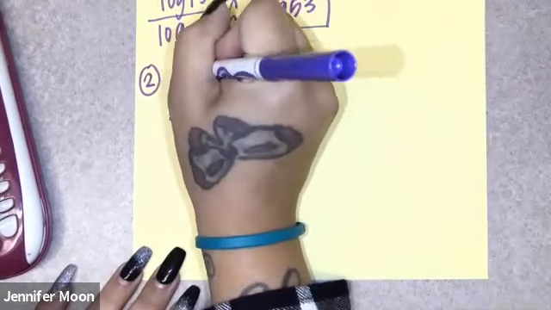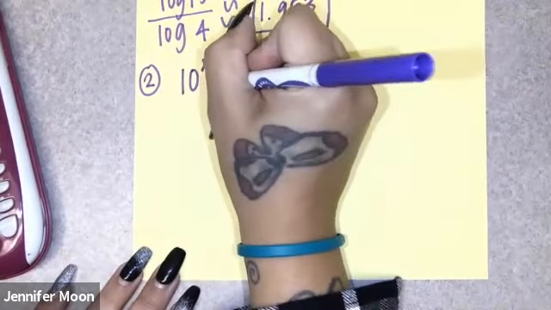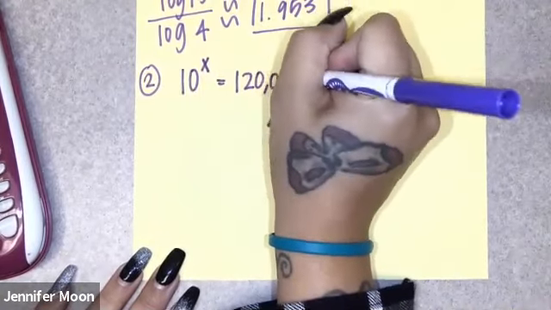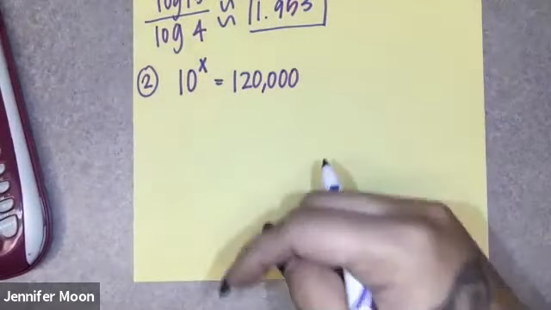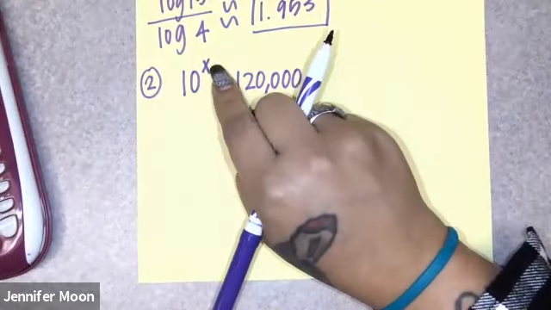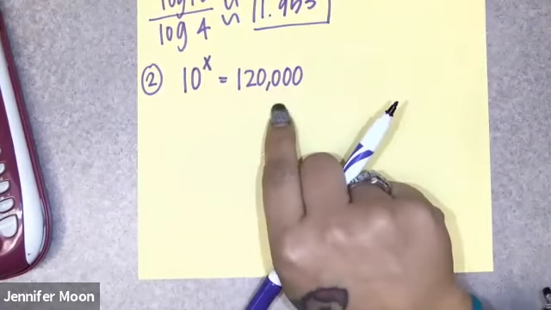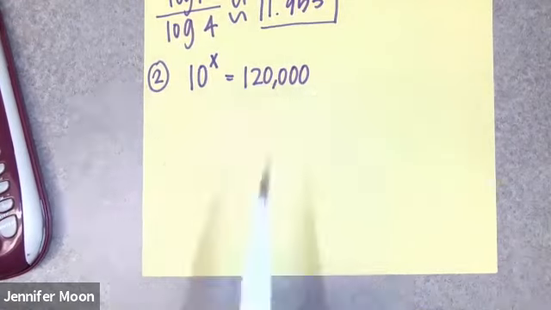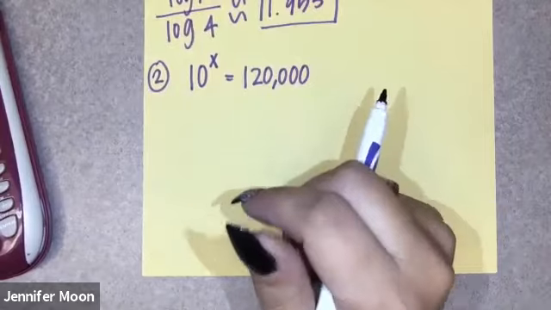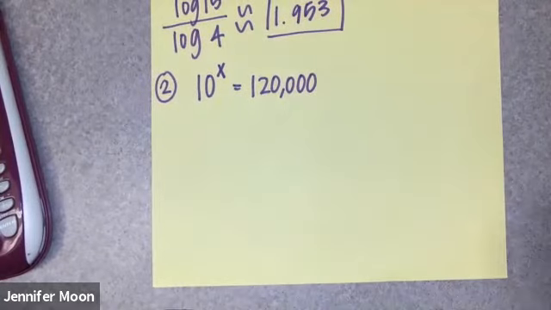This one is 10 to the x equals 120,000. This is saying 10 to what power equals 120,000. I know that I don't have an exponent just right off the top of my head that I could raise this to equal this. And I know that I don't have a base to where I could have these equal, right? So that's when it's like, okay, instead what I need to do is take the log of both sides.